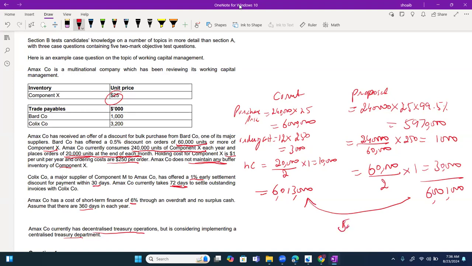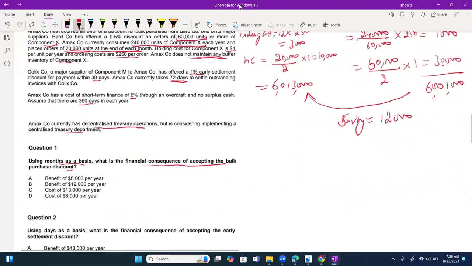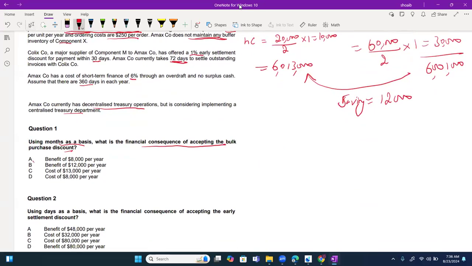So total saving would be 12,000. The total saving would be 12,000. So B beta is the answer.